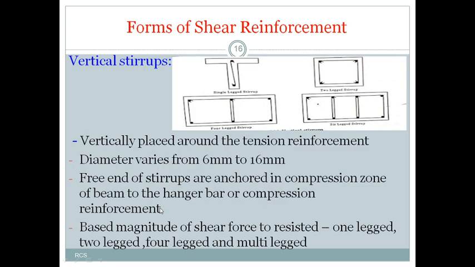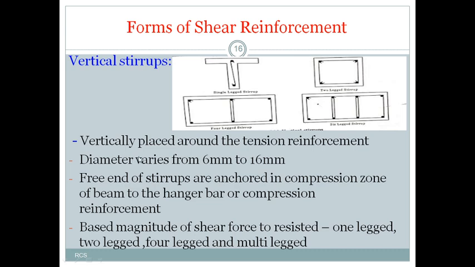Let me discuss the first one, that is the vertical stirrup. You know the stirrups are placed in the vertical direction. That's why I call them vertical stirrups. A stirrup is not a new thing to you. It is a simple word. It is a steel bar bent into a required shape. The vertical stirrup is vertically placed around the tension reinforcement. That's why we can call it a vertical stirrup.